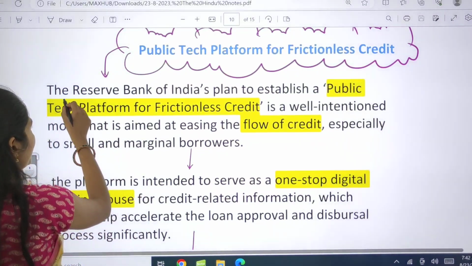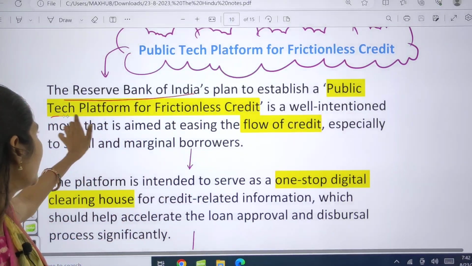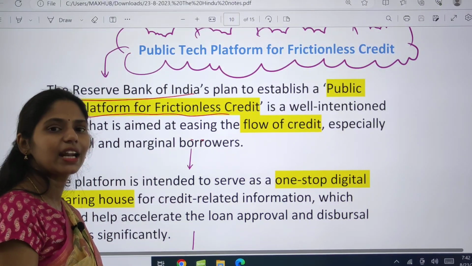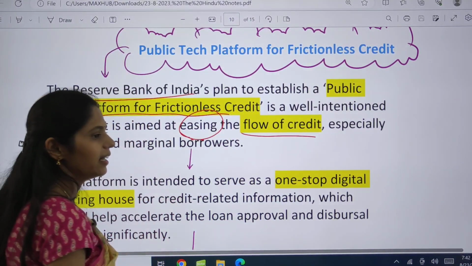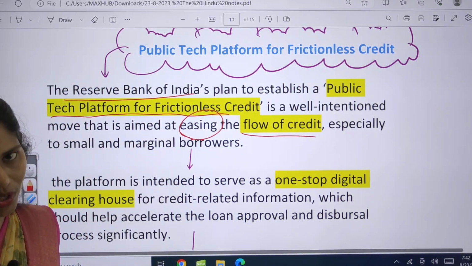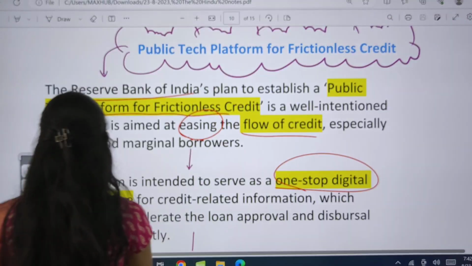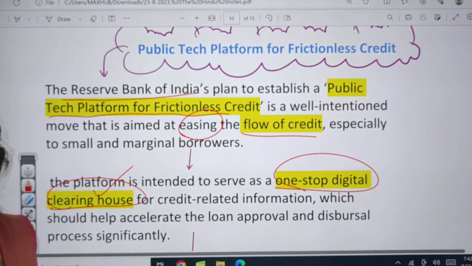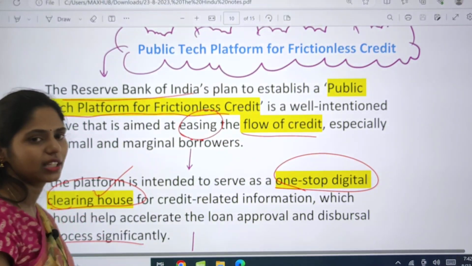If you see here, the RBI, that is the Reserve Bank of India, is planning to establish this public tech platform for frictionless credit. Through this platform, the RBI is focusing on easing the flow of credit, and it should be very easy for even small borrowers. The platform is a one-stop digital clearing house, and it also provides credit-related information, so that it will significantly accelerate the loan approval and disbursal process.